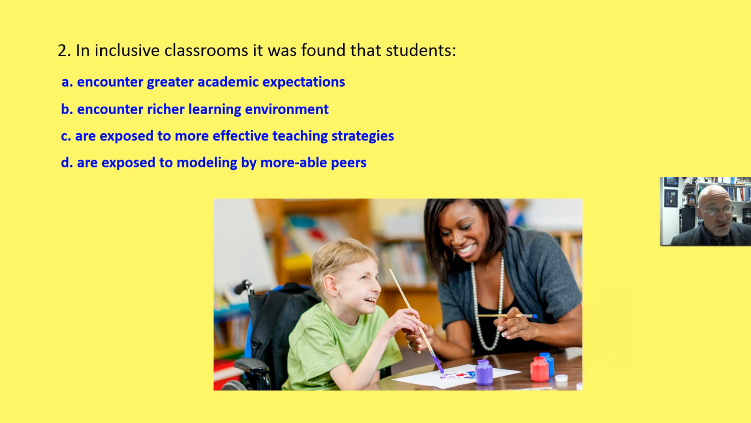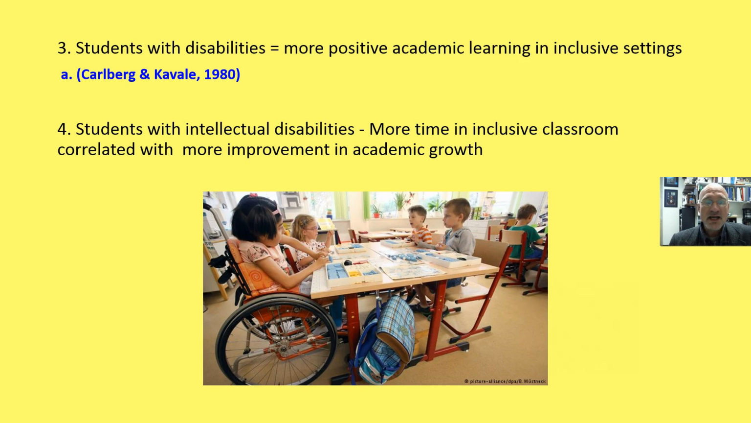It was found that in an inclusive classroom, students generally encounter greater academic expectations. We expect that all students will learn. There are richer learning environments. They're exposed to more effective teaching strategies, and there's more modeling by more able peers. Students with disabilities, they found more positive academic learning in inclusive classroom settings. And for students with intellectual disabilities, they found that the more time spent in inclusive classrooms was correlated with improvement in academic growth.